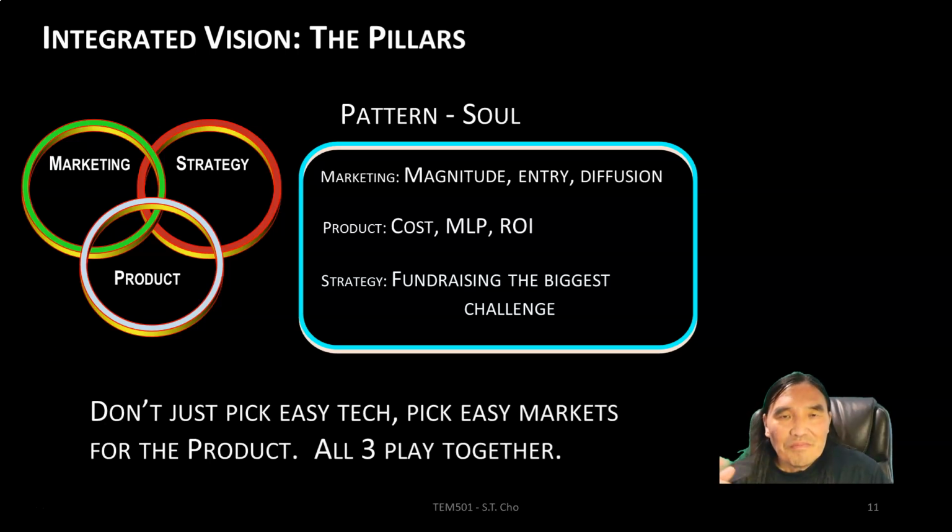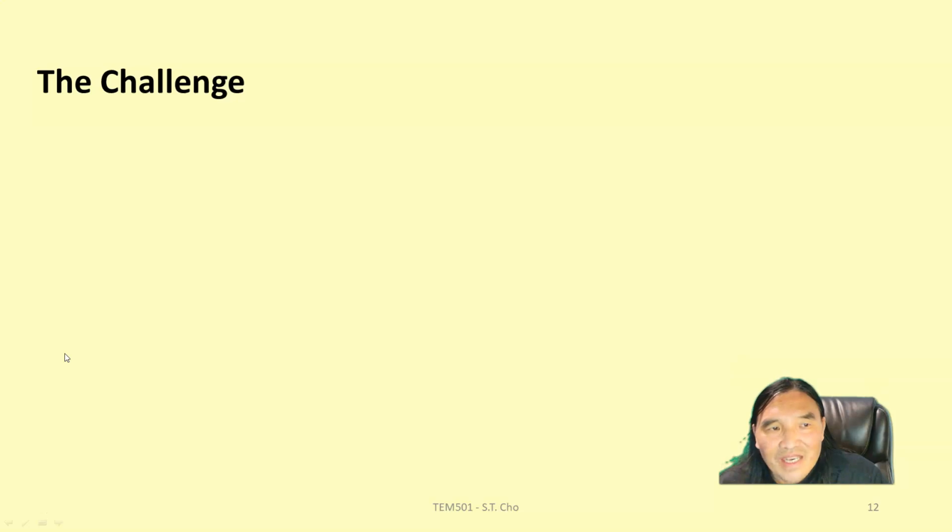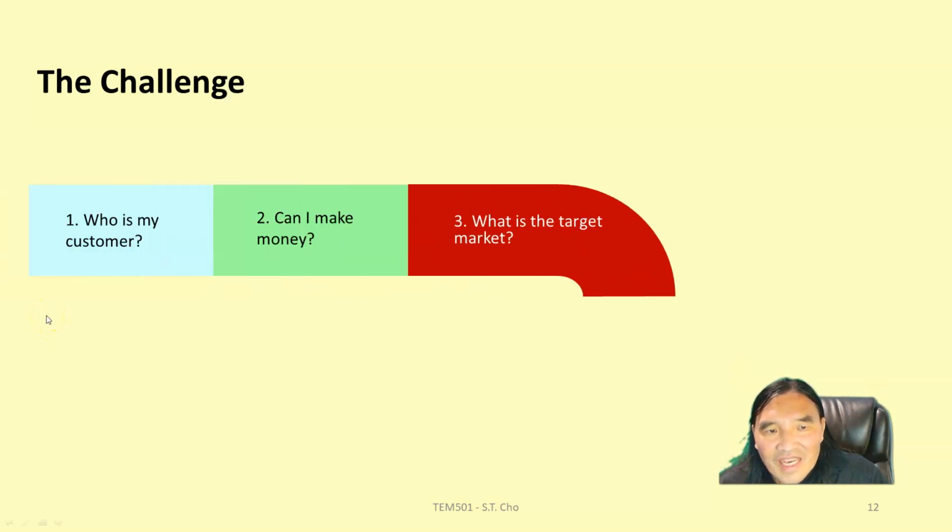Most people, when they pick a product, try to pick easy tech. But also, nobody talks about picking easy markets. All three have to play together. And so if 2 of these are very difficult, you're probably not going to make it. So the challenge is, who's my customer? Can I make money based on this customer set?